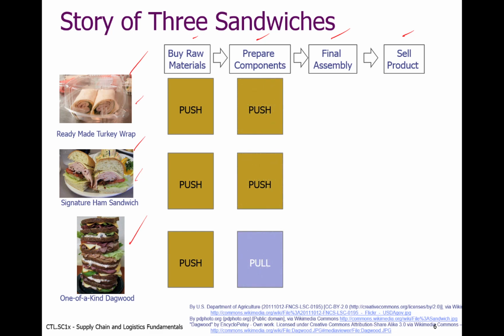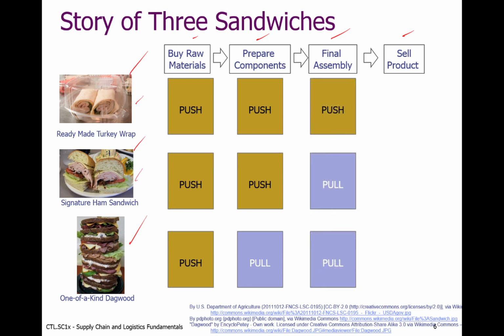What about preparing the components? Well, for the ready-made and the signature ham one, you're going to do that ahead of time as well. You can prepare and pre-cook some of the materials and the bread and things, but for the one-of-a-kind, you might have to start doing a pull. You might not prepare all the components until they order because it might not be a standard thing that you do. So you might have a strange ingredient that you don't even touch until they place that one-of-a-kind order.